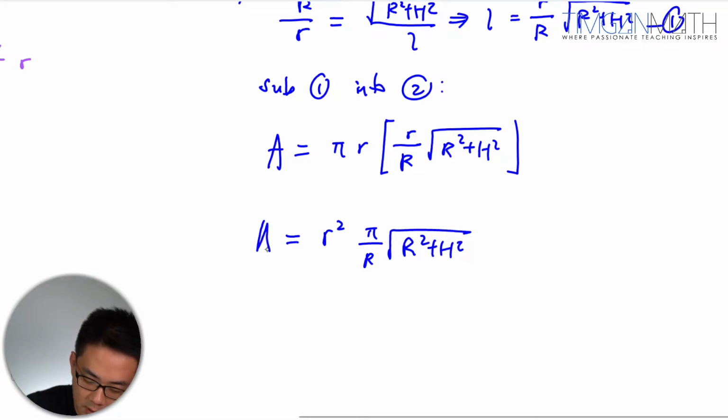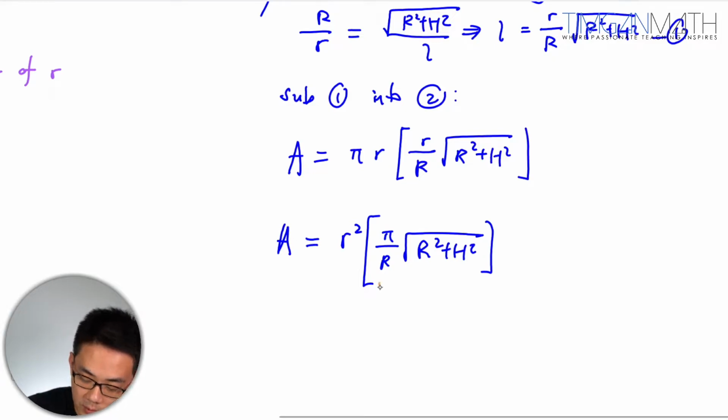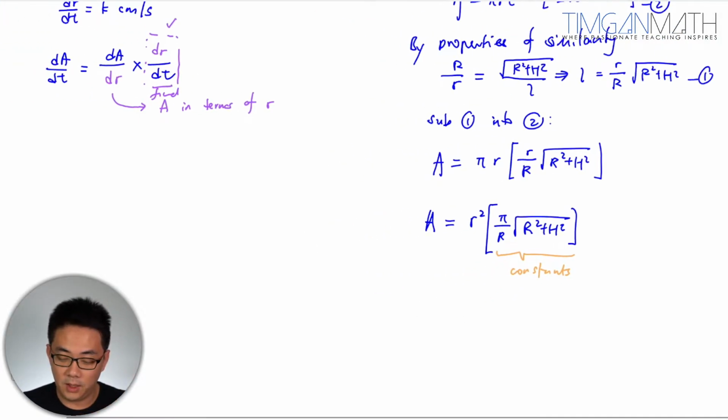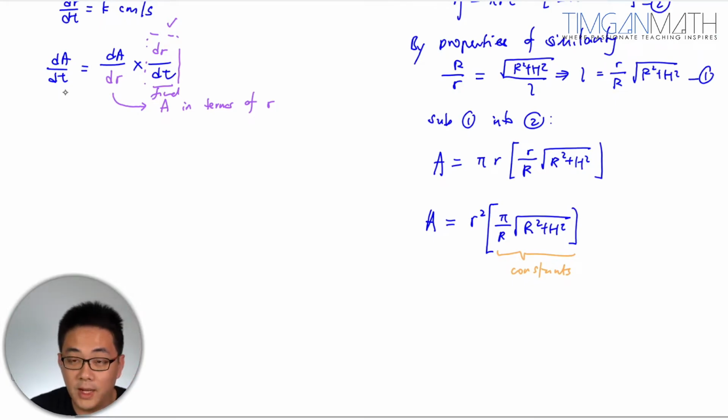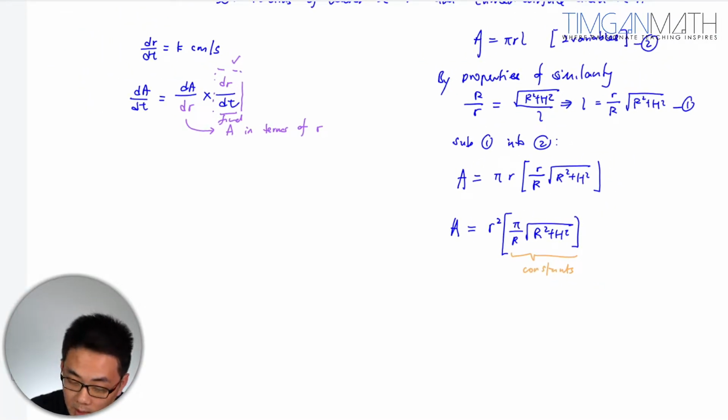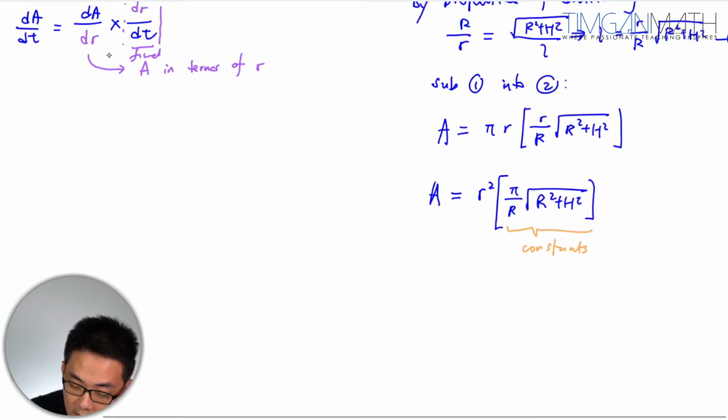Okay, so just bear in mind that these are all constants. This whole gibberish here, these are all constants here. So just leave it as constants. Okay. So now I can go back to my dA/dt. This is like my side quest. My dA/dt, I need dA/dr.